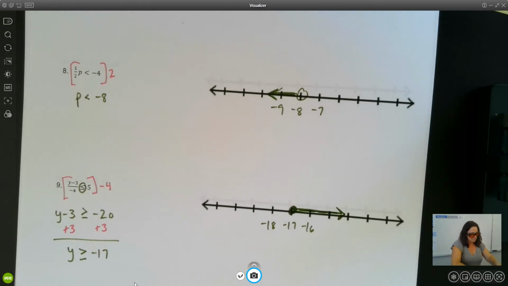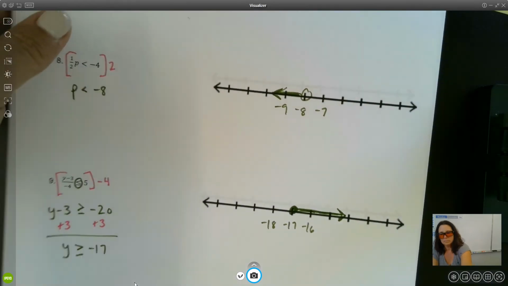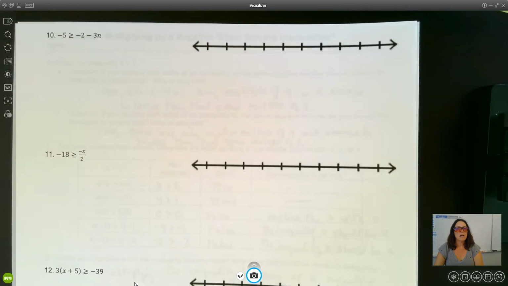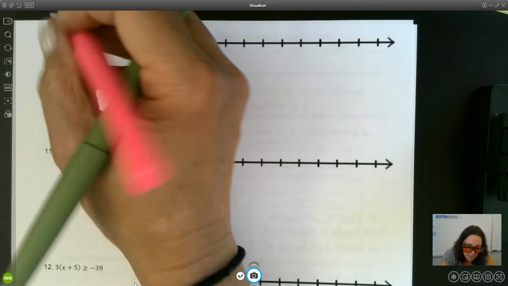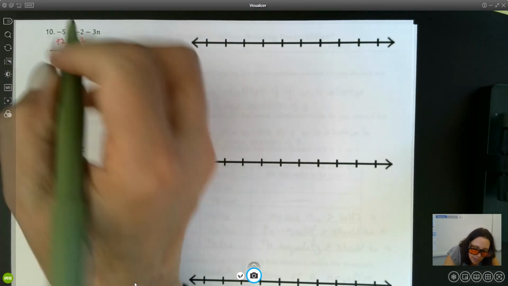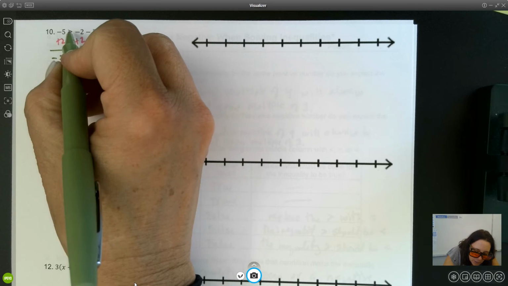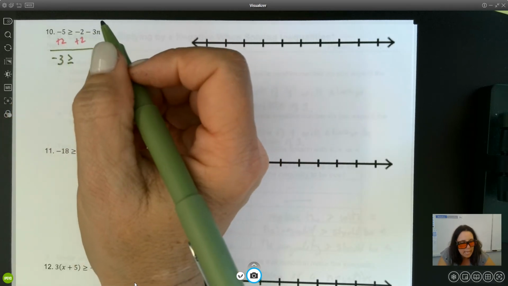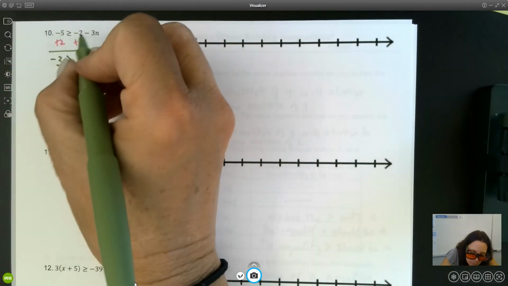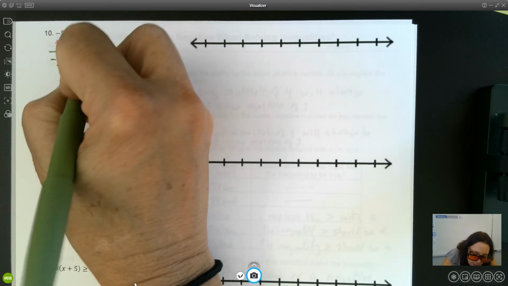All right. On to the next page, and these get a little bit more involved. All right, this guy. We're adding 2 to both sides. Adding 2 on this side would leave -3. I'm going to leave that the way that it is. We didn't do anything with multiplying or dividing by a negative. So that is greater than or equal to stays as greater than or equal to. Please don't lose this negative on the 3n.